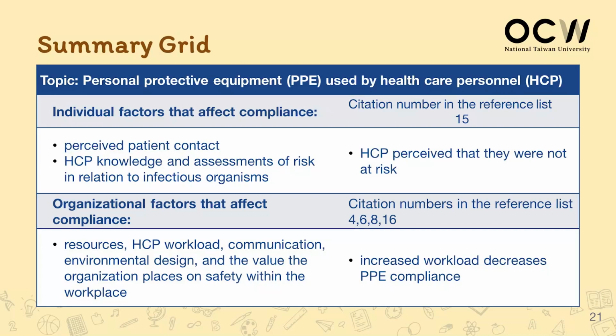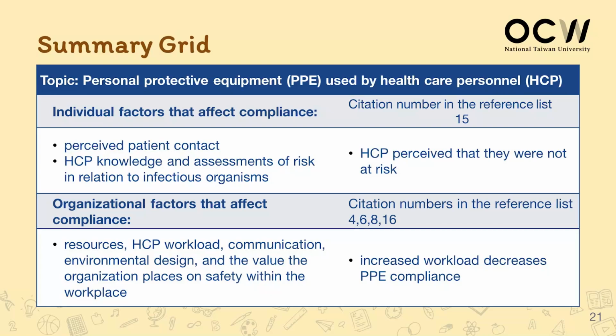We can see that the topic is personal protective equipment used by healthcare personnel. And so different segments of information, or different facts I've gathered from different research, are now organized onto this grid. This grid is divided into 4 sections, namely individual factors that affect compliance, and organizational factors that affect compliance. Now, we can see that under each segment, individual factor or organizational factor, it lists keywords or key main points from different research.